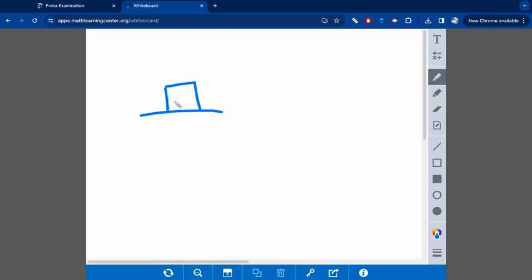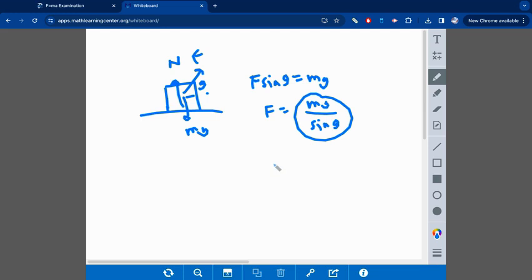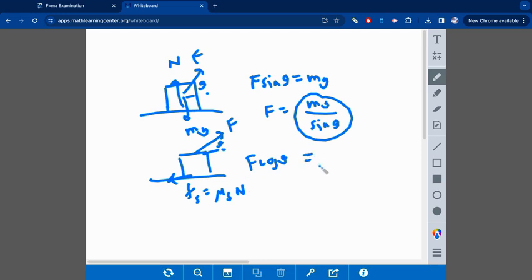To lift off, the forces acting on the box are mg, your force F, and also the normal force from the ground. When it lifts off, your normal force is 0, which means that F sine theta simply has to be equal to mg. So this is the condition to lift off. And then to slide, F cosine theta must be equal to the friction force, Fs, which is mu s times n, where n is going to be mg minus F sine theta, because as you increase F, you're increasing the vertical force on the block, which is going to reduce the normal force.